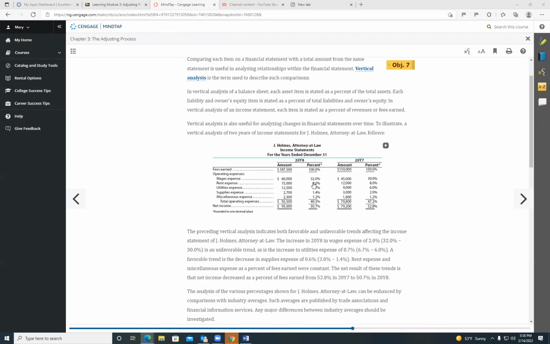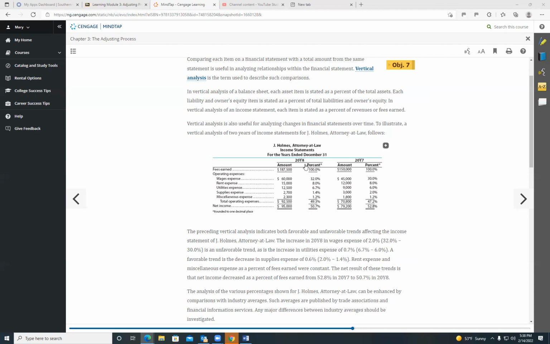Okay. 8% of revenue was used to pay rent expense. 6.7% of revenue was used to pay utility expenses. All right. So it all adds up to where 49.3% of total revenue went to pay operating expenses, meaning that your net income is comprised of 50.7% of your revenue.